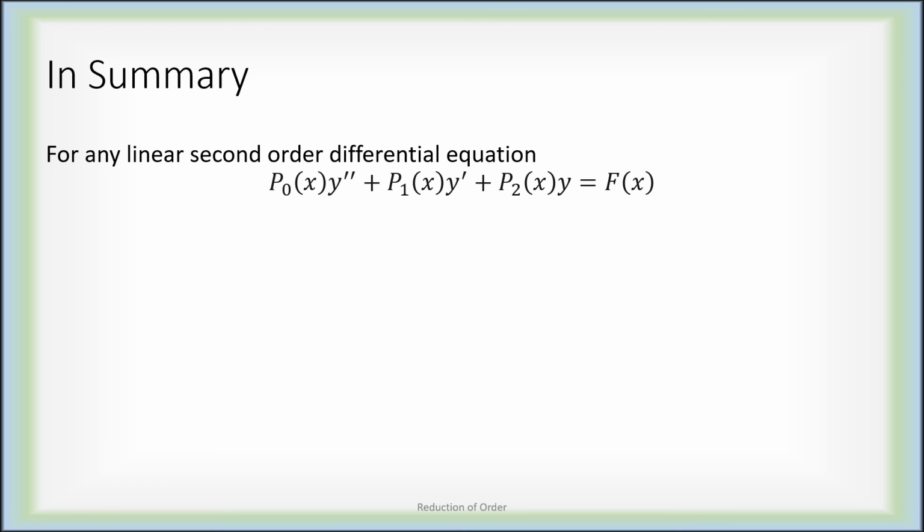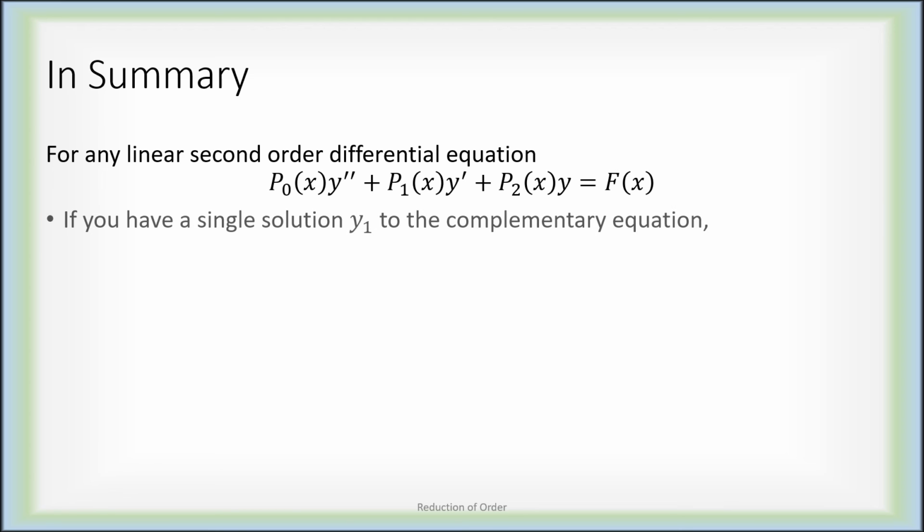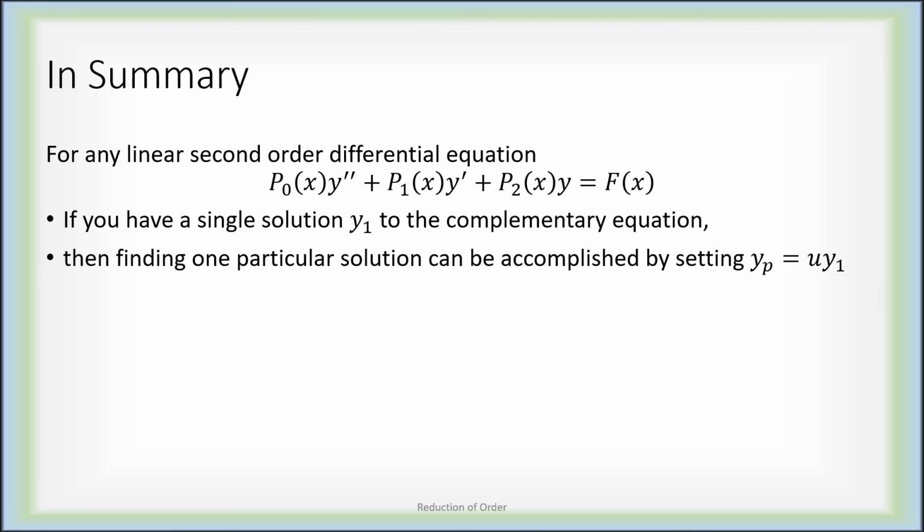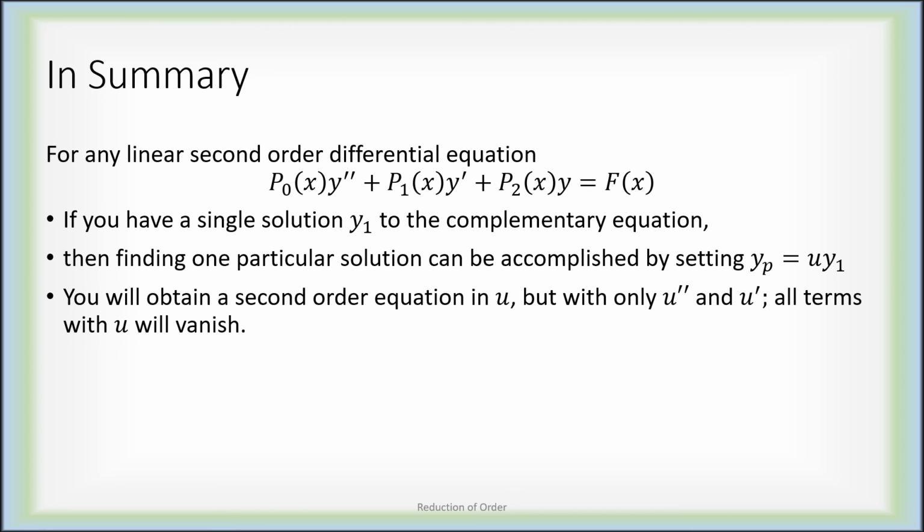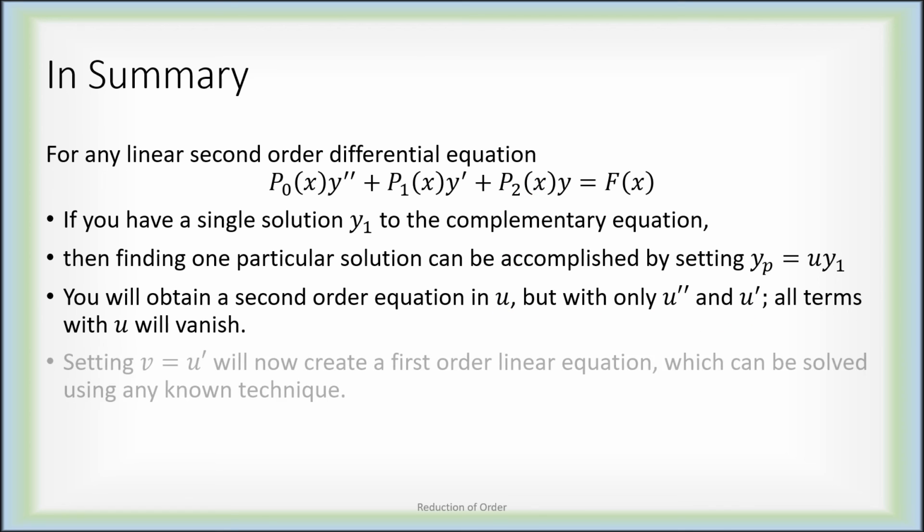Well, altogether, what have we covered? For a linear second-order differential equation in this very general form, if you have a single solution to the complementary equation, then you can find one particular solution to the overall equation by going through a few steps. First, you let y sub p be assumed to take the form u, an unknown function, times y1. Then, if you compute yp double prime, yp prime, and throw it all in here, all the terms with u will vanish, so only u double prime and u prime will remain.